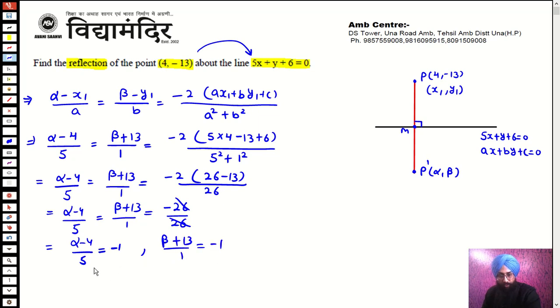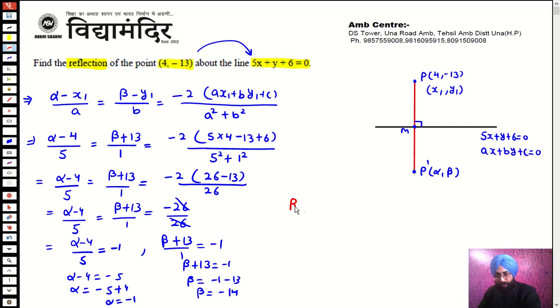So what we get here is alpha minus 4 equal to negative 5. Alpha is equal to negative 5 plus 4, so alpha becomes negative 1. And here beta plus 13 equal to negative 1, so beta is equal to negative 1 minus 13. Beta is equal to negative 14.